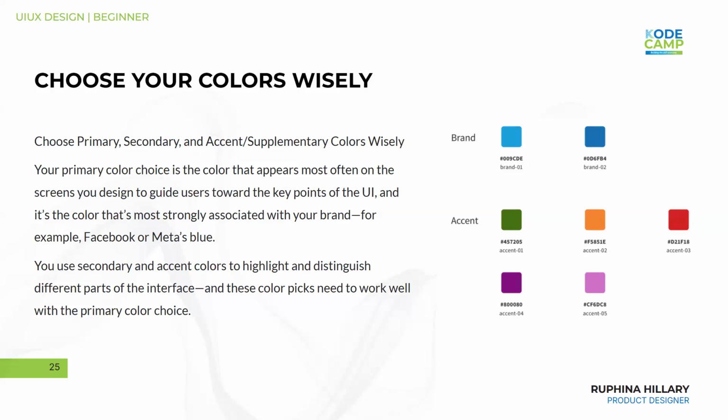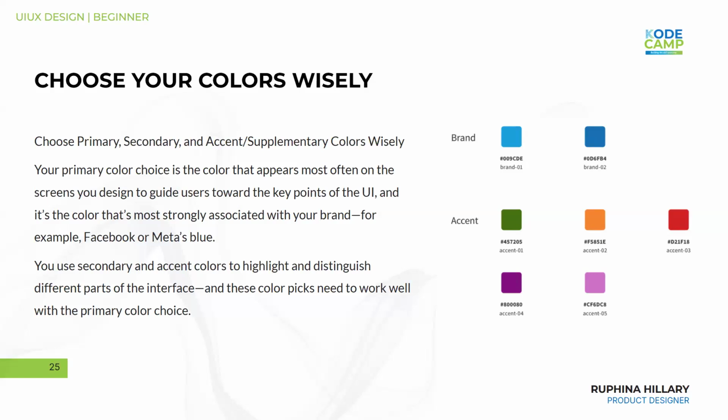Your primary color is the color that is going to appear the most in your design. It's probably your brand identity. Let's say it's shared with your brand. So for example, you think of Facebook, the blue of Facebook, or the green of WhatsApp. So that's their primary color. That is WhatsApp's primary color.